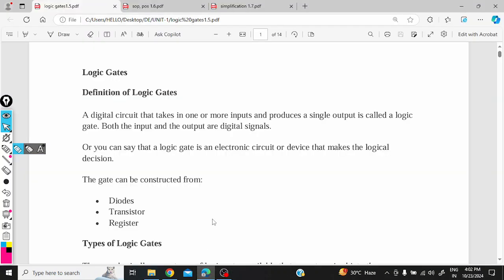Good evening, guys. Today we are going to see the concept called logic gates in digital electronics. There are different types of gates present under digital electronics. Those are constructed using diodes, transistors, and resistors. Let's see how different types of logic gates are visible and constructed under this particular concept.